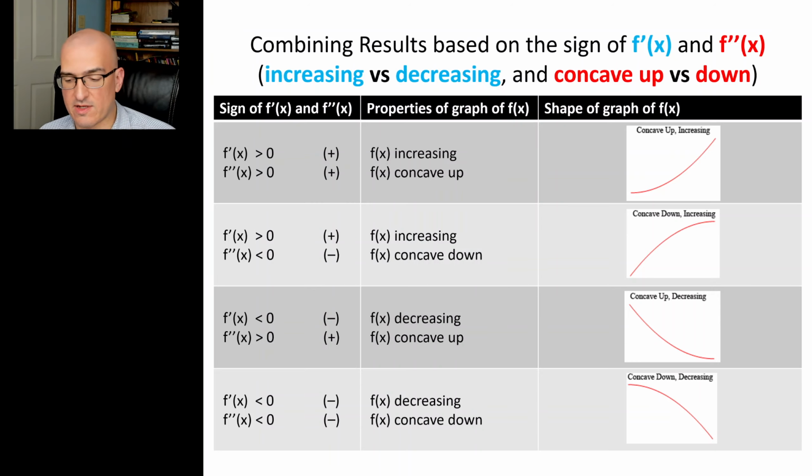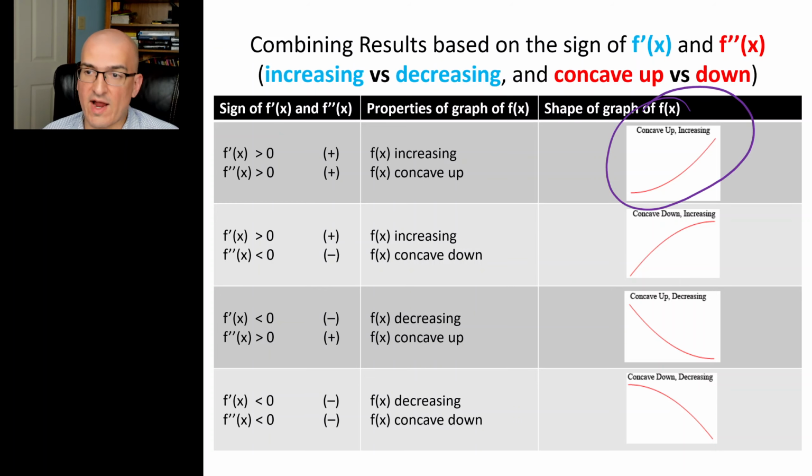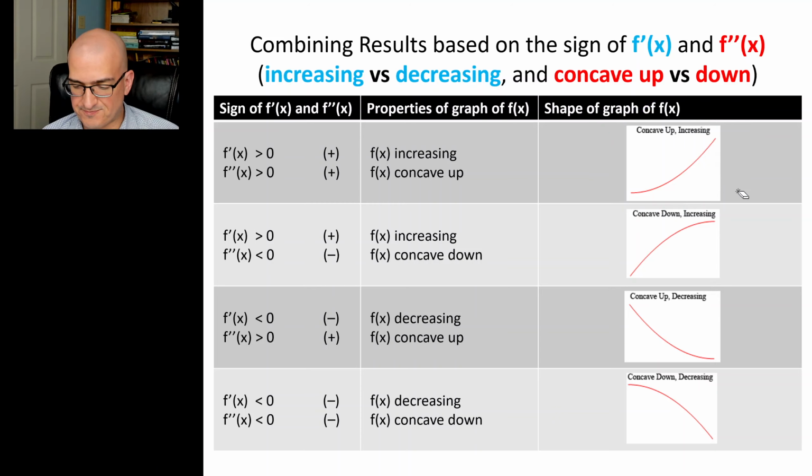That will look like this graph, increasing and concave up. If instead the first derivative is positive but the second derivative is negative, then first derivative positive means the function is increasing, so the bank account's going up. Second derivative negative means it's decelerating, so it's going up slower and slower as time goes on. So it's concave down, increasing. It's going to look like the second graph.